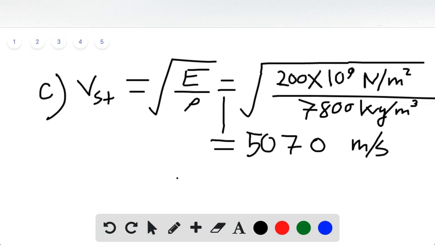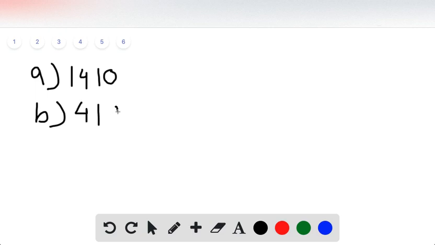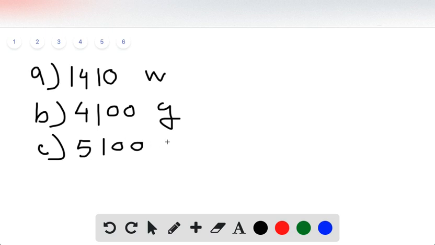Okay, and so there you have it. The final answers you can write as 1410 meters per second for water, 4,100 for granite, and 5,100 for steel. All right, that's it.